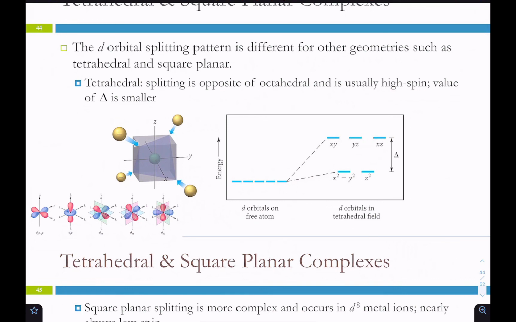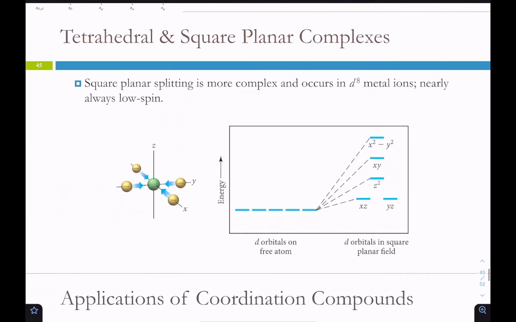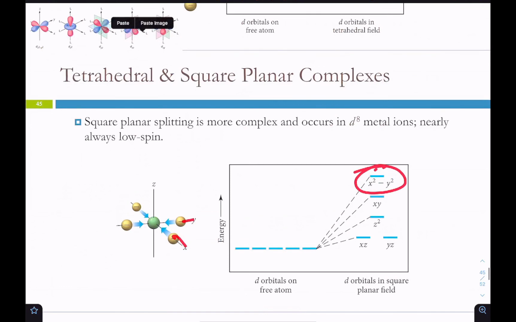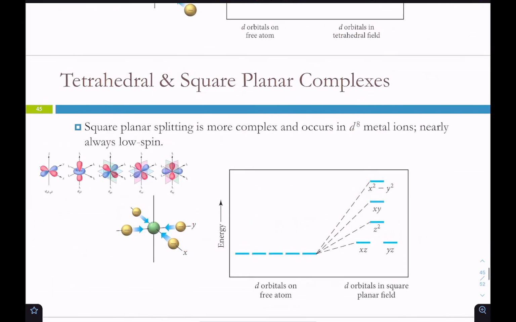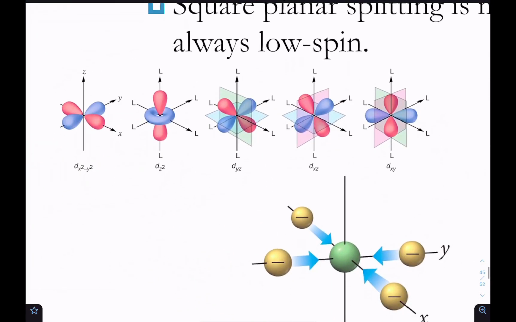For square planar complexes, you get this really weird setup where the ligands are on the x and the y, so they're directly aligned with the x squared y squared. So x squared y squared is this one, directly aligned with all of those. So that's going to be greatly affected by those ligands.